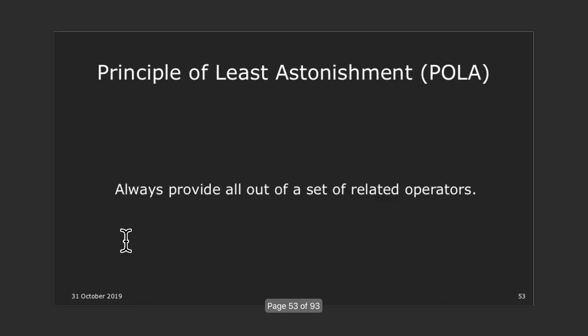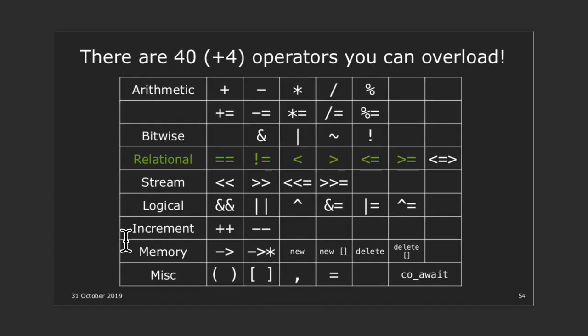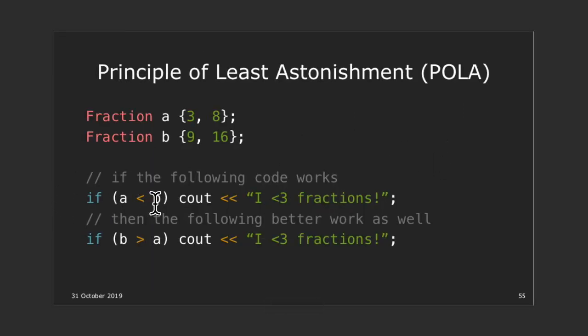Okay, finally, always provide all out of a set of related operators. So what do I mean by related sets? These are all related sets. So if you implement equals equals and the less than sign, you should implement all 6 of these. Okay? Someone should not be writing code like this: A less than B, and say, okay, that works. Then B greater than A should also work. All right, don't just implement one and not implement the other one.